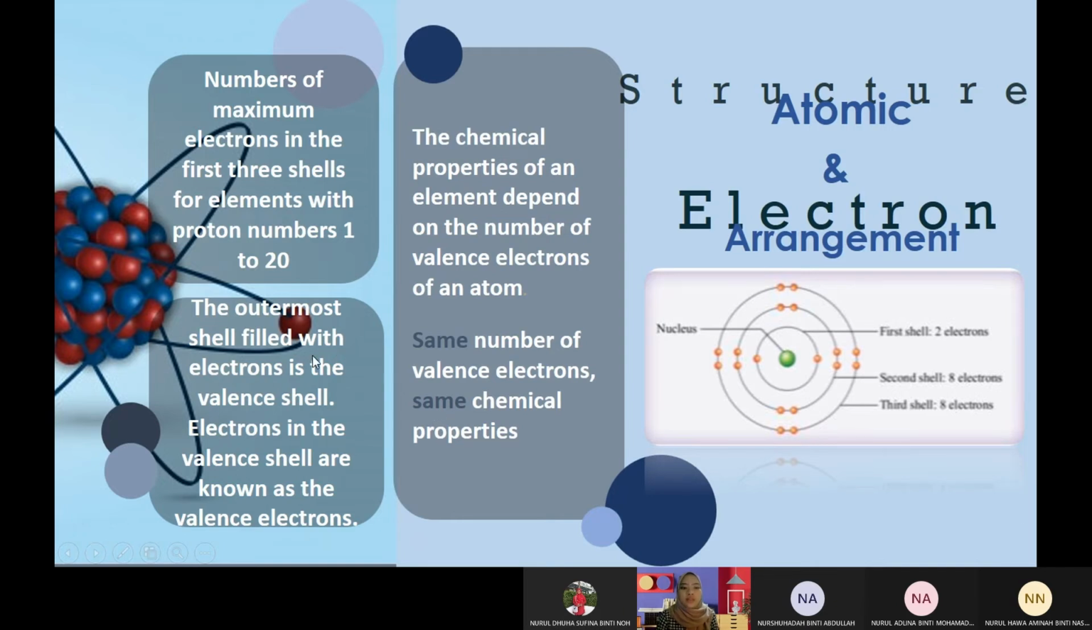Okay, the outermost shell filled with electrons is the valence shell. So here the valence shell is the third shell. Okay, and the electrons in the valence shell are known as the valence electrons. So in the valence shell, there are 8 electrons. So the valence electron is 8. Okay. The chemical properties of an element depend on the number of valence electrons of an atom. So with the same number of valence electrons, the elements have the same chemical properties. Okay.